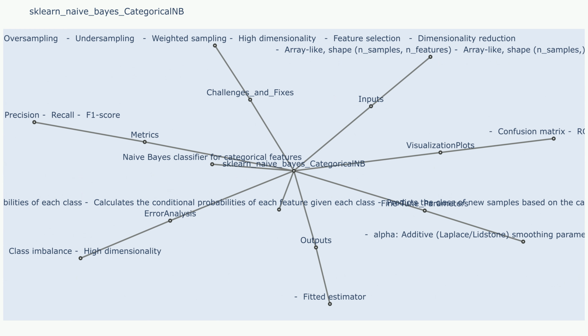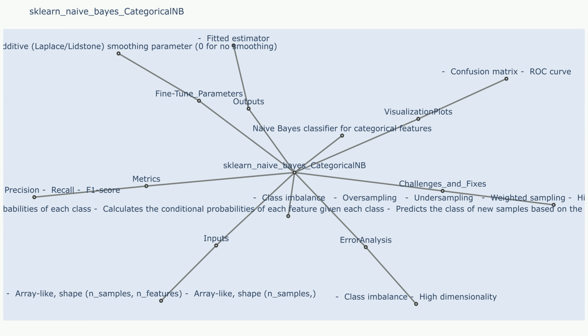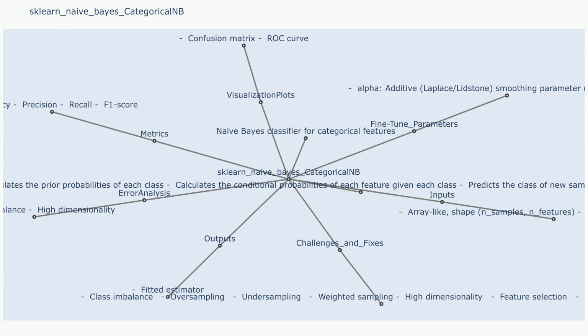Metrics. Accuracy represents the proportion of correctly classified samples. Precision measures the proportion of correctly predicted positive samples among all predicted positive samples. Recall measures the proportion of correctly predicted positive samples among all actual positive samples. F1 score is the harmonic mean of precision and recall.